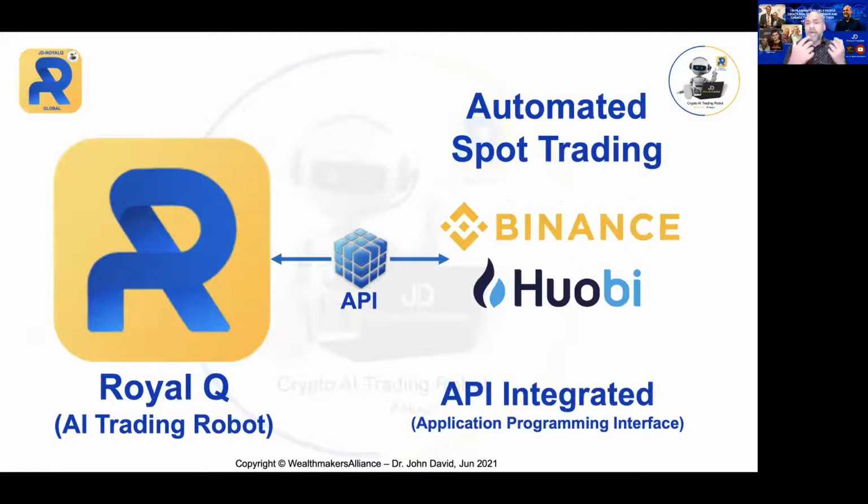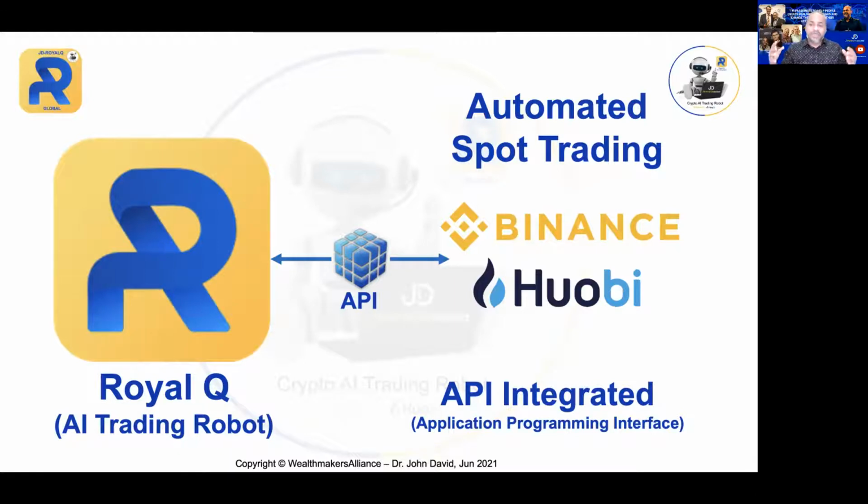Now, for this robot to actually function or to be able to trade, the robot has to be connected to the Binance or Huobi account. When we say connected, it means it is integrated through an API, that is an application programming interface. Please understand, Binance is the number one global exchange, and Huobi is the number one in Southeast Asia.